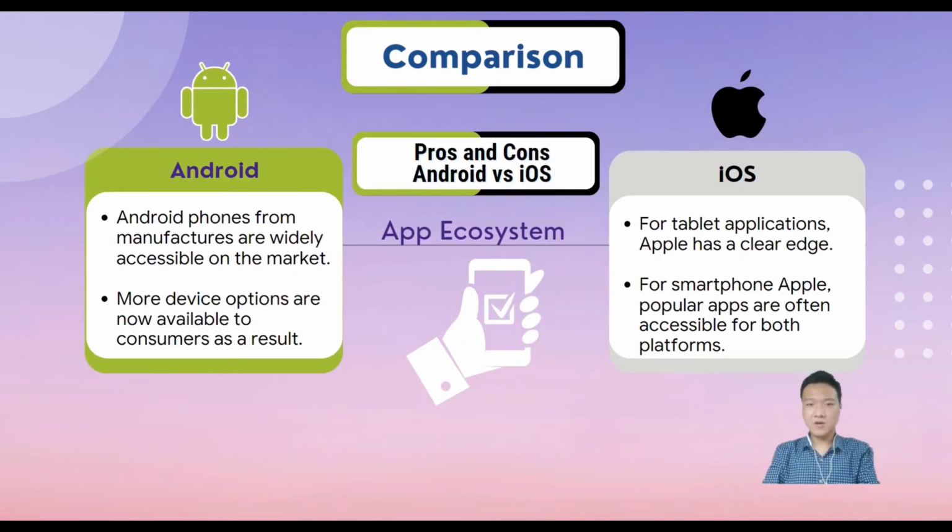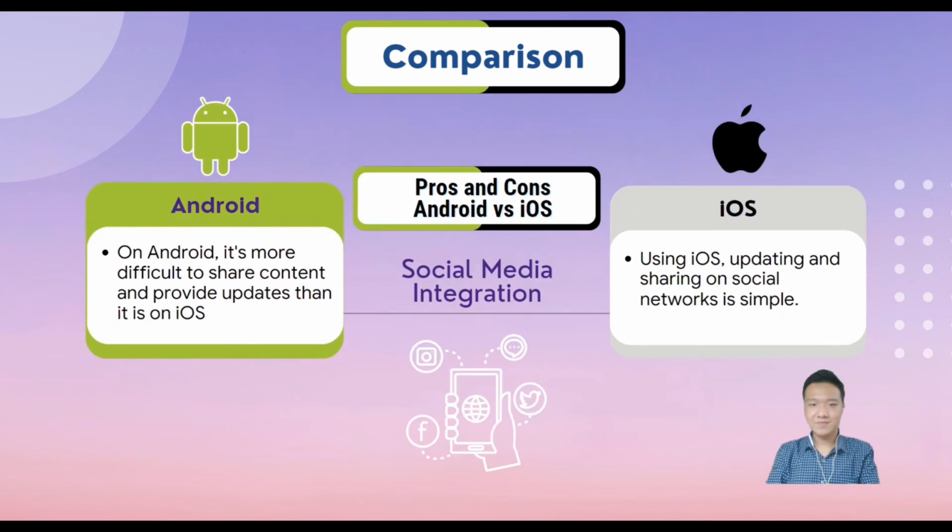Now, the comparison on the app ecosystem. Android phones from many manufacturers are widely accessible on the market, so more device options are available to consumers. For iOS, Apple has a clear edge in tablet applications. For smartphones, popular apps are often accessible on both platforms. For social media integration, it is more difficult on Android to share content and provide updates than it is on iOS, while updating and sharing on social media networks is simple on iOS.